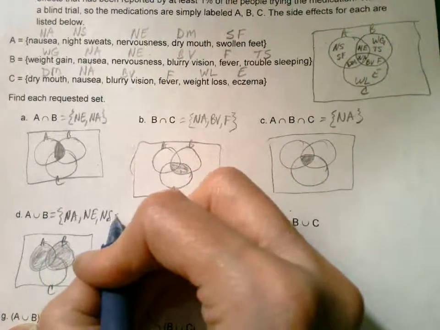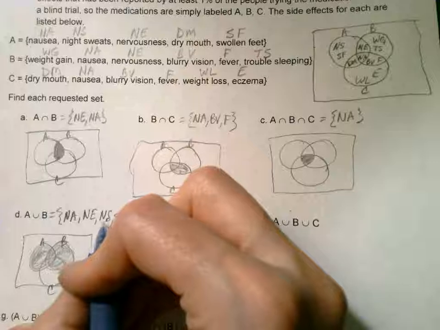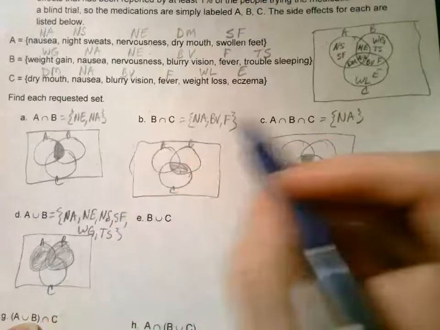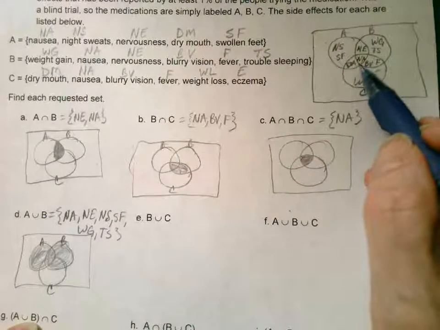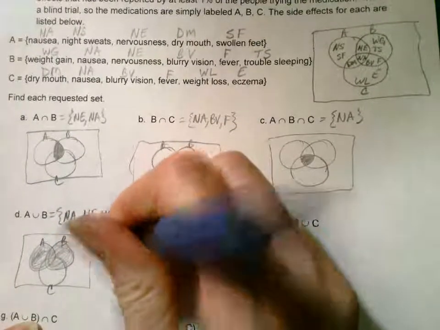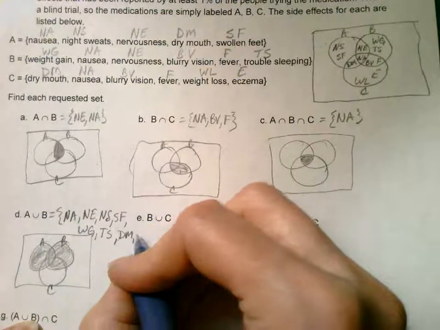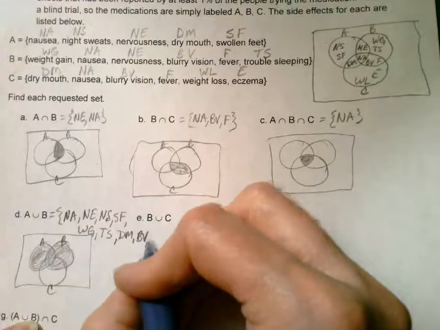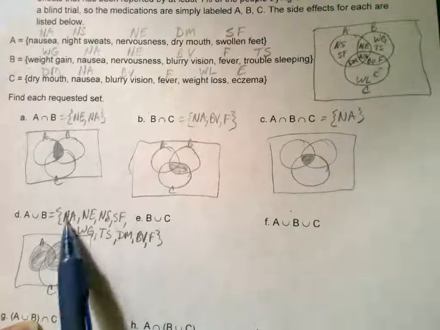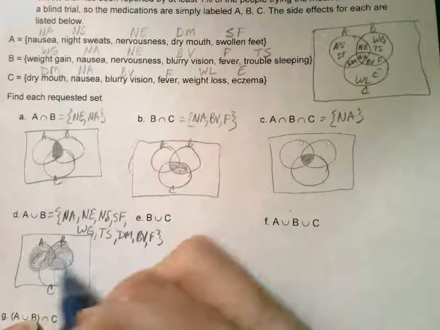Oops, not enough room. N, E, N, A, N, S, F, F, W, G, and T, S. So just 1, 2. Oh, what about these down here? DM. That's a lot. DM. Blurry vision and fever. 1, 2, 3, 4, 5, 6, 7, 8, 9. Yep. Okay. Everything that's in all of these and all of these.